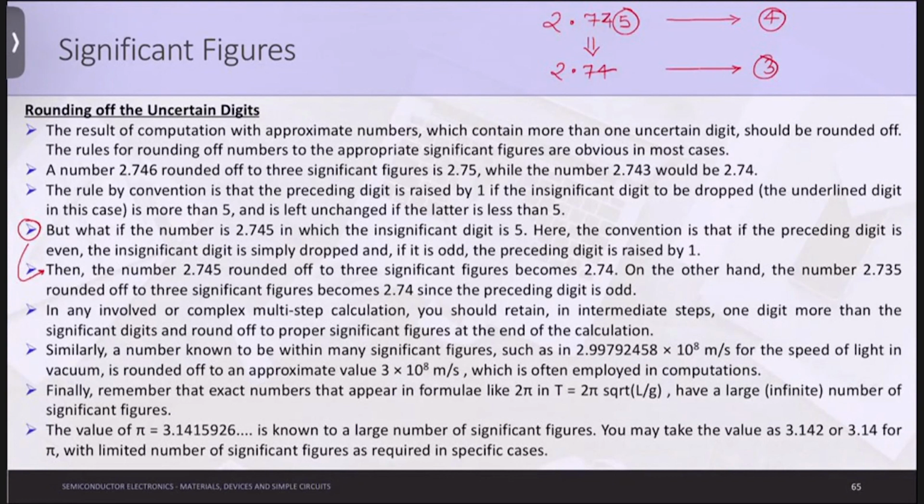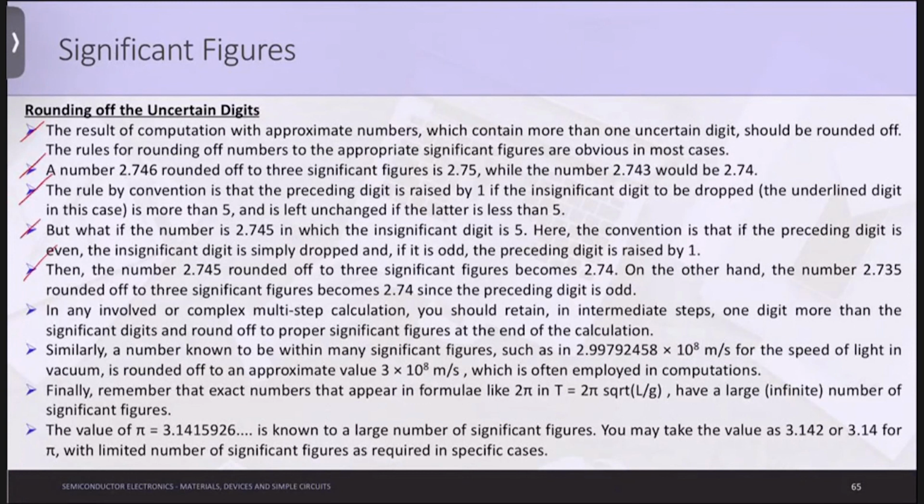Let us say this would have been 3, then what would have been done? If it is odd, then the preceding digit is raised by 1. Then the answer would have been 2.74 again. Okay, so that is just coincidence. Let us say this is 5 here, then the answer would have been 2.76. So those were two rules to be explained here. So this thing is done. Next, let's move on. These are the basic rules.